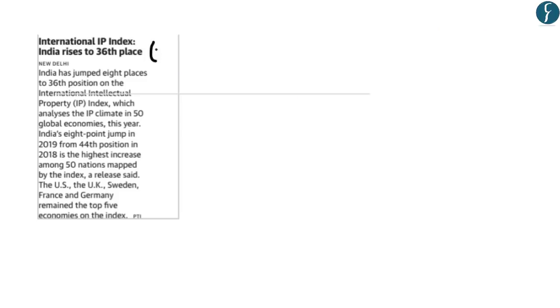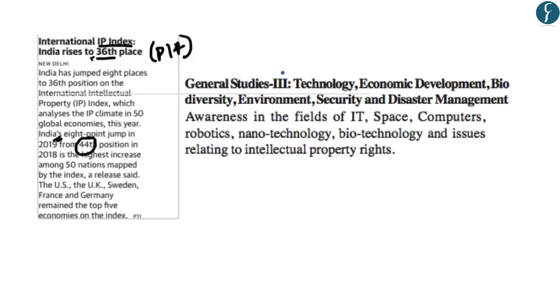Now we have taken this article from page 14. Now what this article talks about is that in the International IP Index, India's position has risen to 36th place, whereby in 2018 India was at the 44th rank. However, in the 2019 ranking, India's ranking has improved to 36. Now you need to see this article from the perspective of GS Paper 3 within the section Technology and within the subsection Issues relating to intellectual property rights.